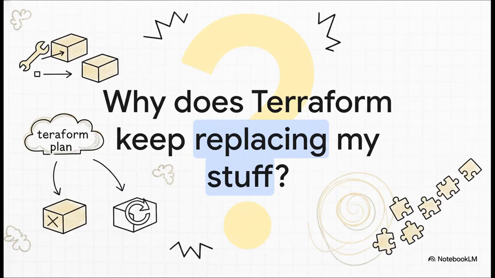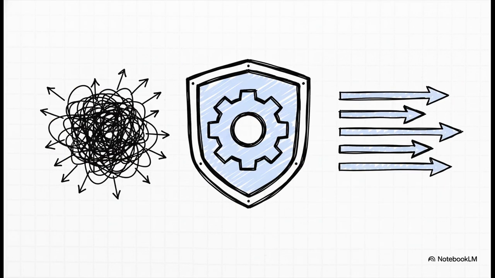This is the big question, isn't it? You make one tiny change, run terraform plan, and suddenly it's telling you it needs to replace the whole thing. It feels destructive, unpredictable, and frankly, it's a little scary. But what if I told you it's not what it seems at all? That's right. This thing that feels so totally random is actually an intentional, built-in safety feature.